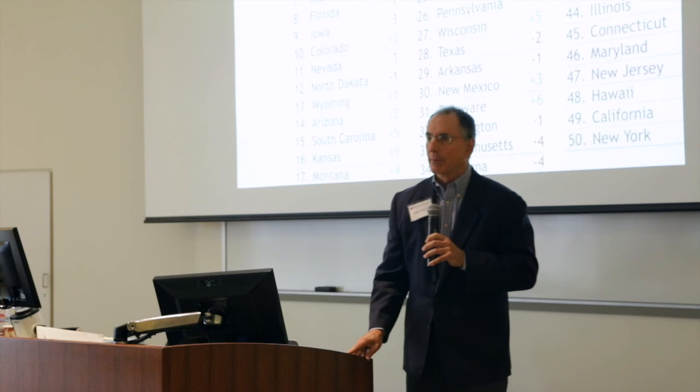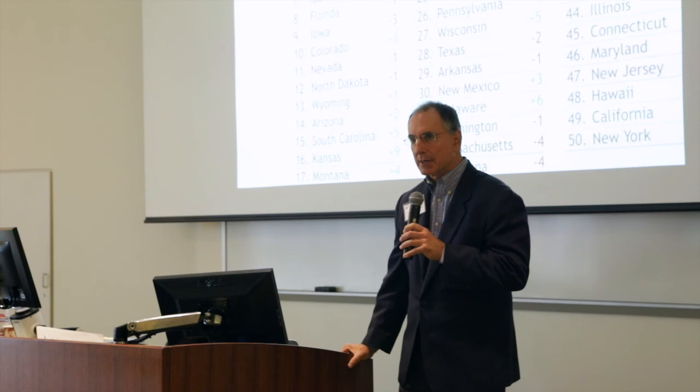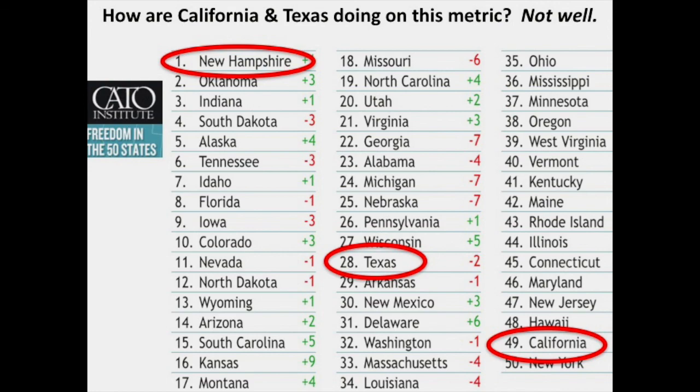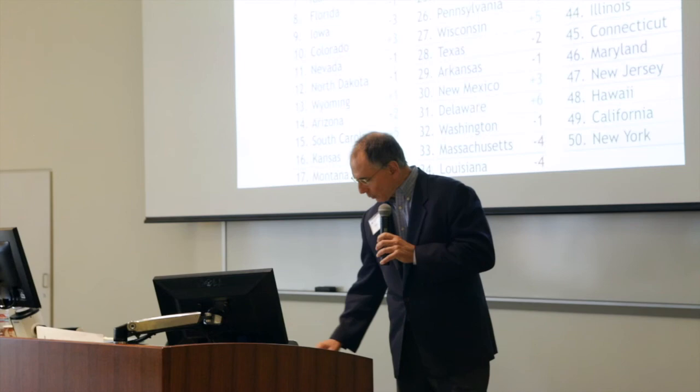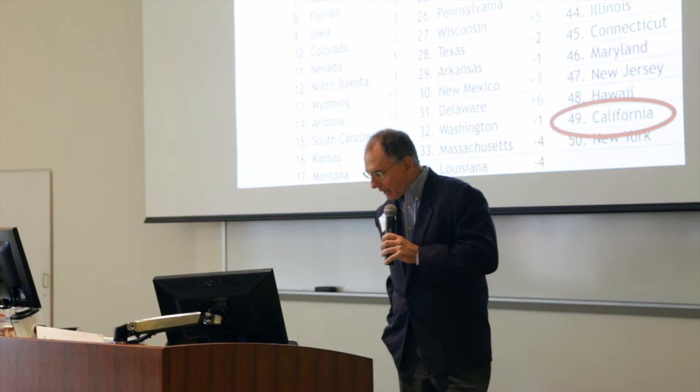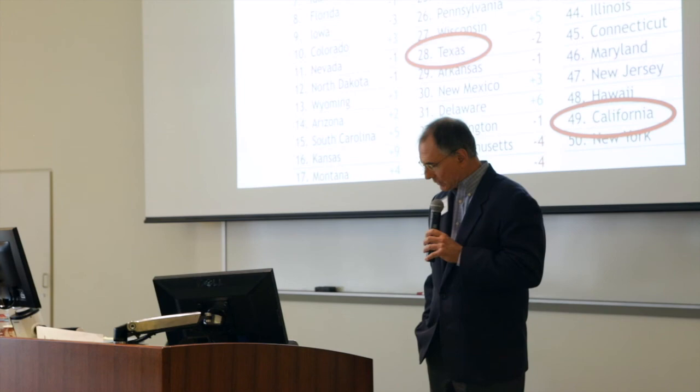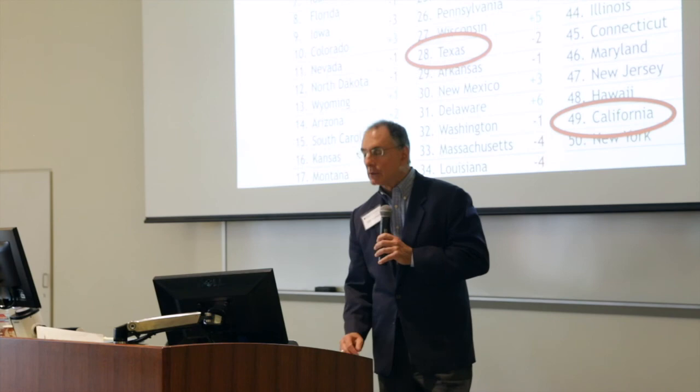Now, how are California and Texas doing along these measures? Well, the World Bank Doing Business Index doesn't apply to individual states, but there is a similar index put out by Cato called the Freedom of the 50 States, which similarly ranks those 50 states. And sadly, they're not doing well. California is number 49. Even Texas is only 28. So who's number one on that list? It is New Hampshire.